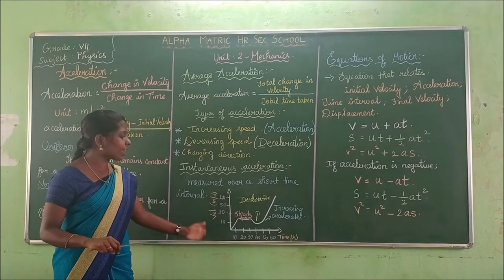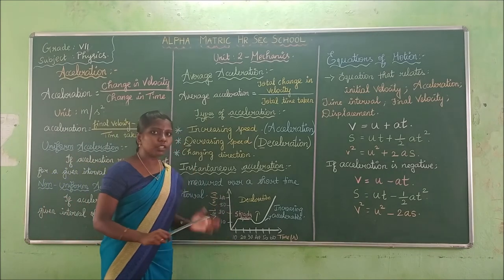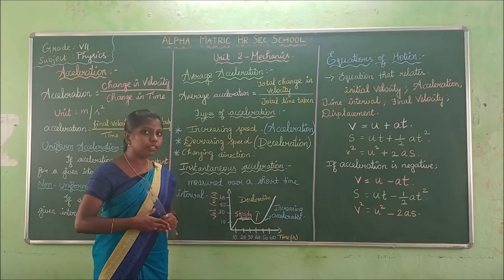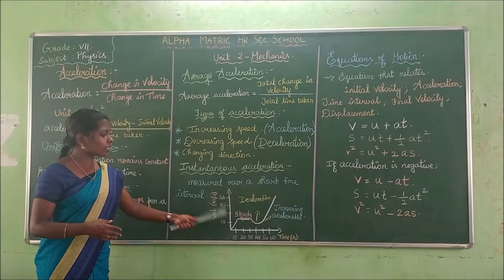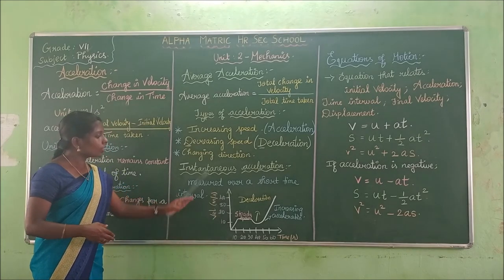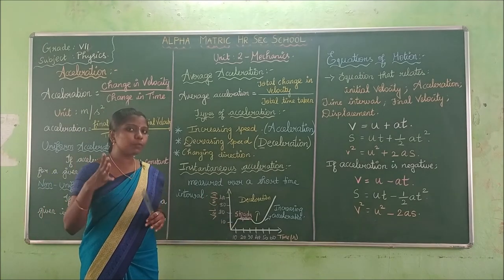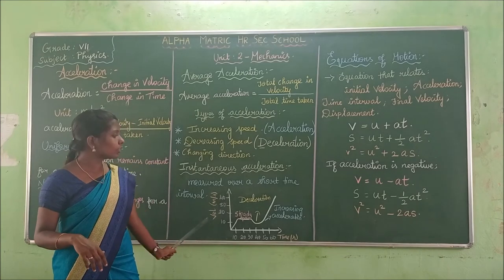So here, this is the graph between velocity and time. This is the acceleration graph. Acceleration is nothing but change in velocity by change in time. In the y-axis you have velocity and in the x-axis you have time. This graph shows the change in velocity with respect to time. This is called the acceleration graph.